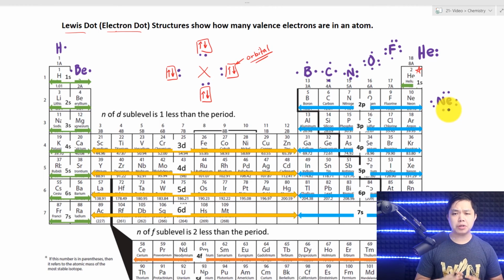And that is all we have to do when we have to draw an electron dot or Lewis dot structure to represent how many valence electrons are in each atom. Just be careful with helium, okay?